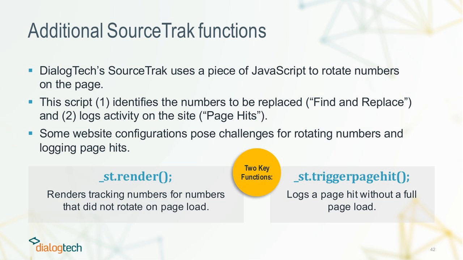So as we start to stitch together that data, it's important not only that we know where they came from, it's also important that we know what they did on your website, and as they travel through your website, that we're rotating phone numbers everywhere that we need to. This section focuses around additional JavaScript functions. So these are functions you can use in conjunction with our JavaScript snippet that can be implemented through Tag Manager or implemented directly on the page to accomplish phone number replacement or page hit logging in situations where the normal JavaScript may not accommodate that.